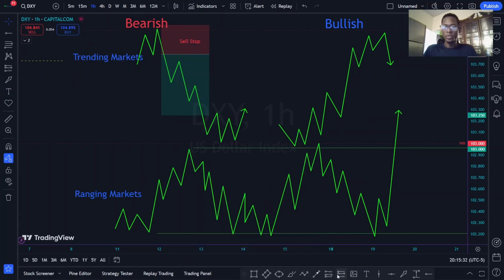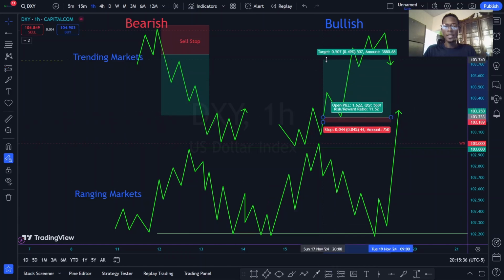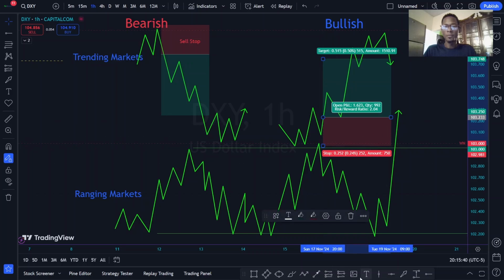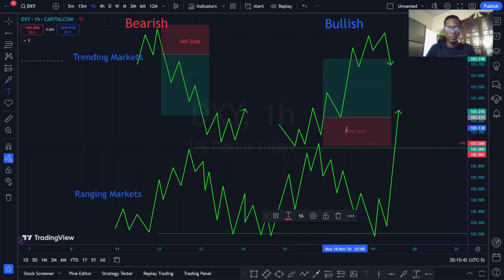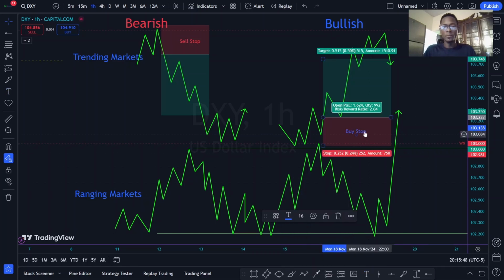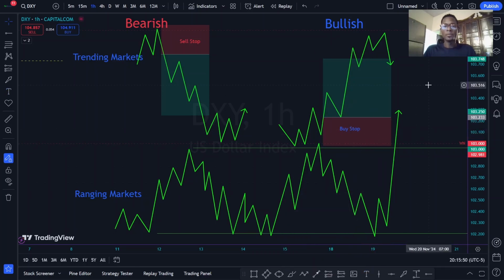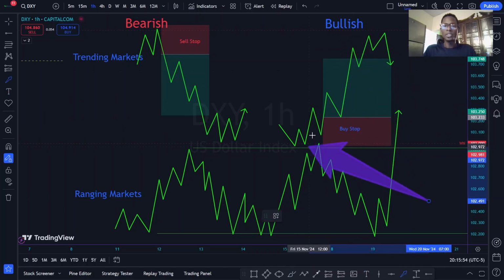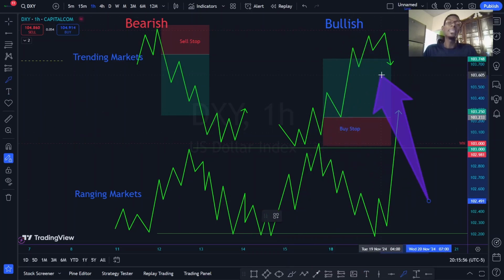And of course, we will have a buy stop. Let's put this here. Buy stop, let's change this to blue. So with a bullish market condition, we want to utilize buy stops.